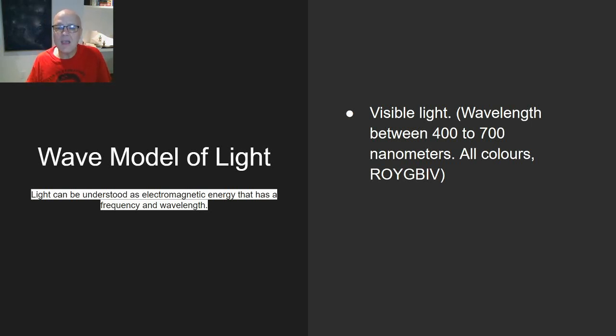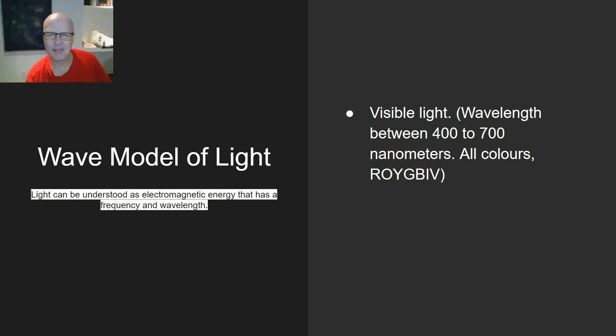So what is visible light? It's light that has a wavelength between 400 and 700 nanometers. It contains all colors. Roy G. Biv, which is not the band that started up after Belle Biv DeVoe broke up. Roy G. Biv is actually the colors of the rainbow: red, orange, yellow, green, blue, indigo, violet. Those are the visible colors of light that we can see. You combine different ones together, you get different colors. And if you combine all of them together, you get white light, such that we see coming from the sun.